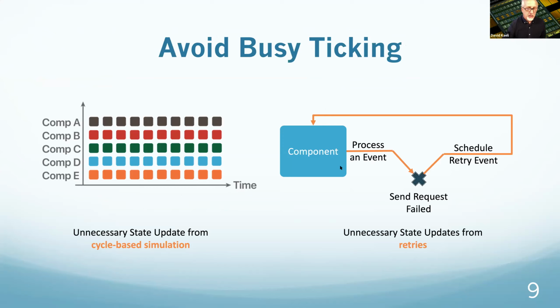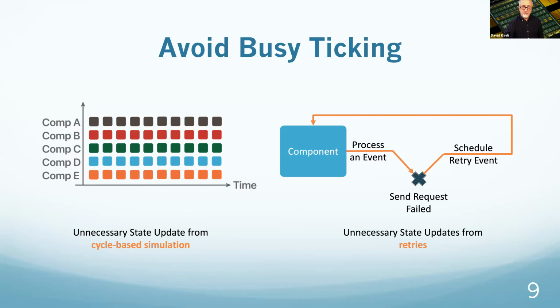So on the left here, we show we can have, let's say, 5 different components A through E, and along the x-axis is time. During each cycle in cycle-based simulation, we're going to evaluate each one of these components and see if the state changes based on the input, and if that input changes, we're going to update the state. But we do this on every tick.